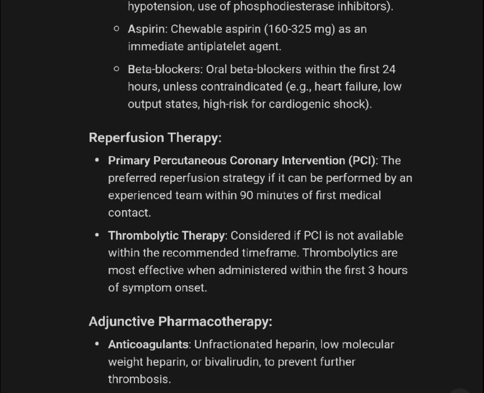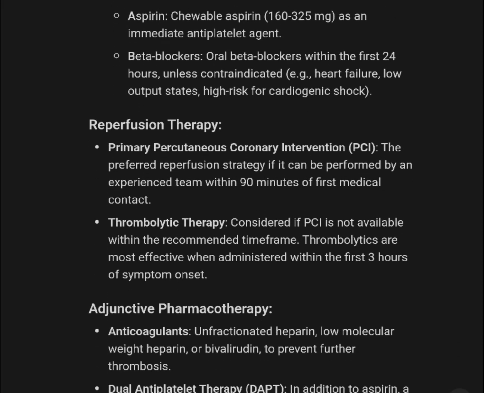Aspirin: chewable aspirin, 160 to 325 mg, as an immediate antiplatelet agent. Beta blockers: oral beta blockers within the first 24 hours unless contraindicated. Contraindications are heart failure or low output states, and high risk for cardiogenic shock.